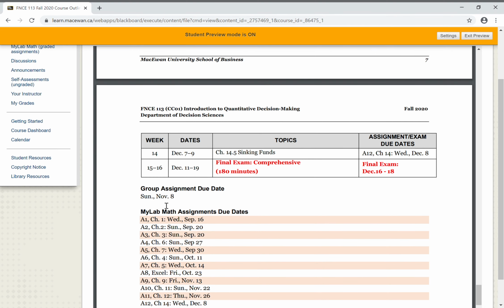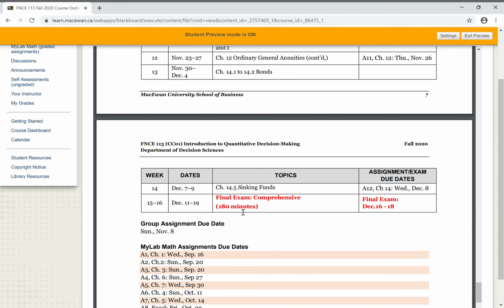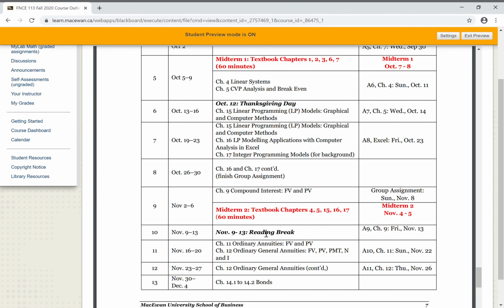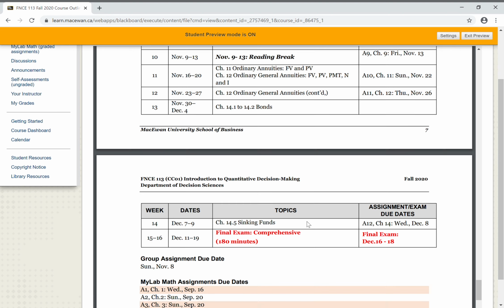Also, the group assignment will be due Sunday, November 8th. I will post the guidelines regarding that pretty soon. Now, in terms of your online participation, what I would say is if you do that as soon as possible, that's great, because then you know that you've already finished that component while there is enough time, and so you get graded for that.